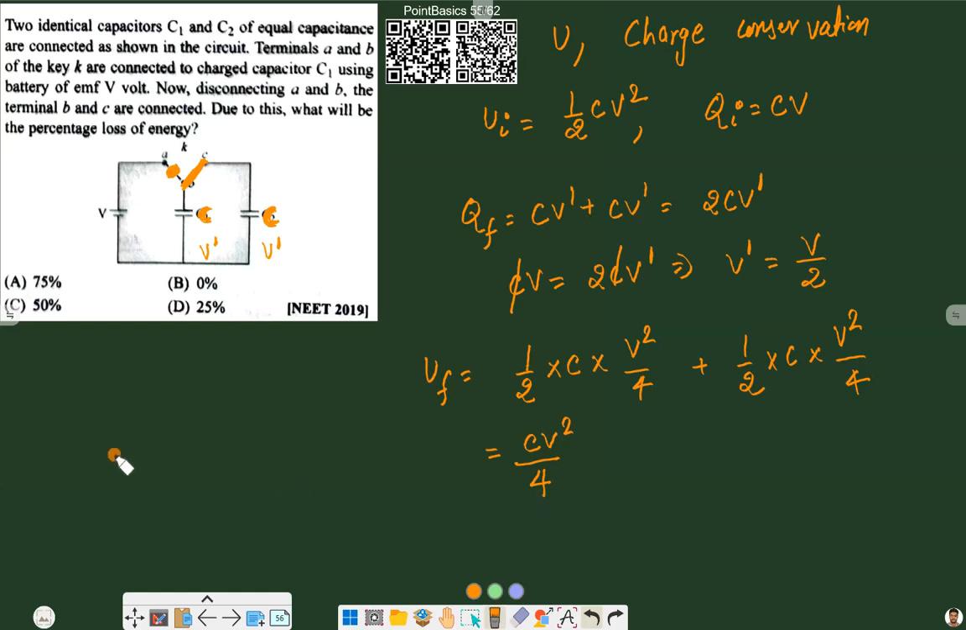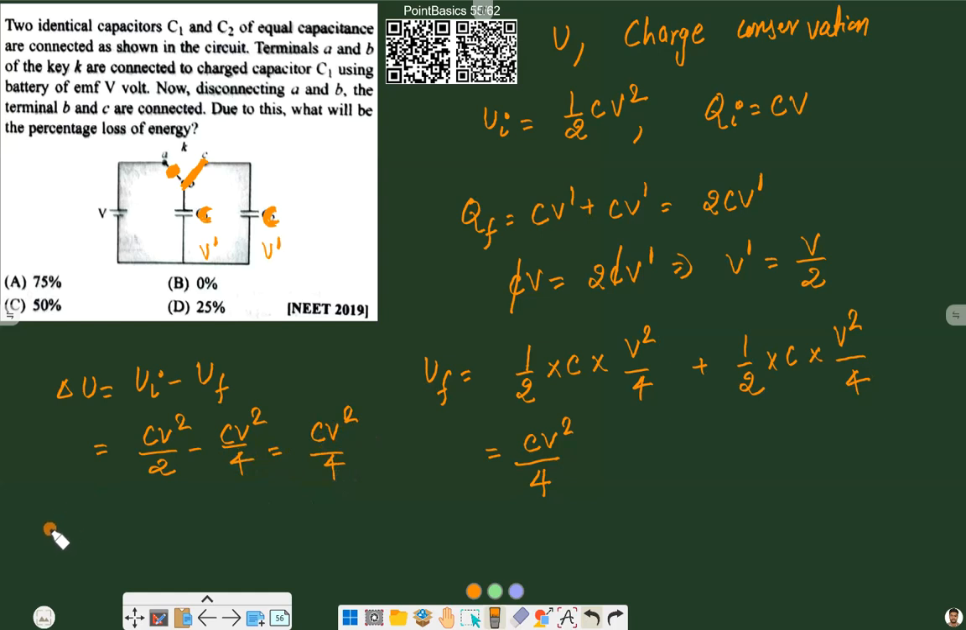What we can say is that the loss of energy, delta U. If we are calculating loss, then it's initial minus final. So U initial minus U final, it will be CV square by 2 minus CV square by 4. Solving this, we will get CV square by 4.